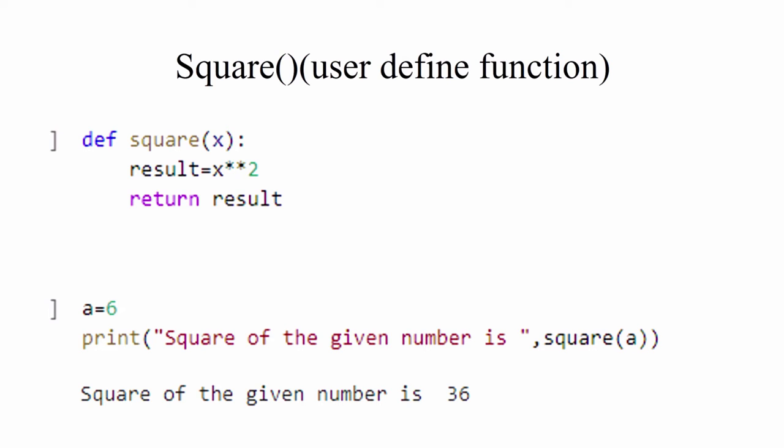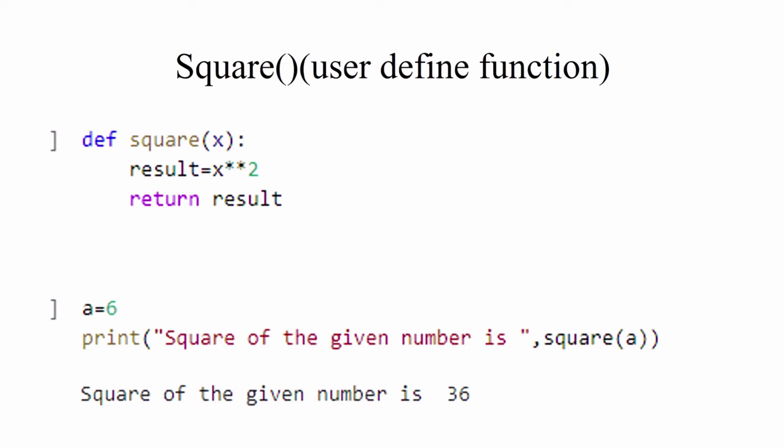Number one is the square function. It's a user defined function that the user defines itself, and we have a formula for this, x multiply 2. It's the formula for square, and we name this function square, and we take a variable for this, x, and at the bottom we assign 6 to a.